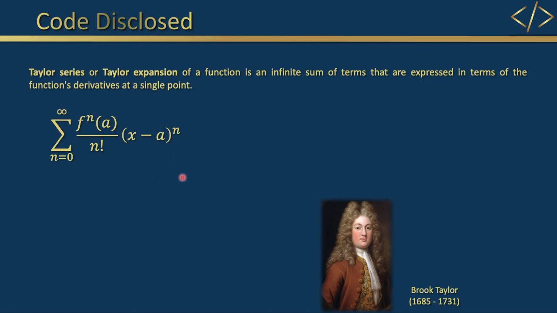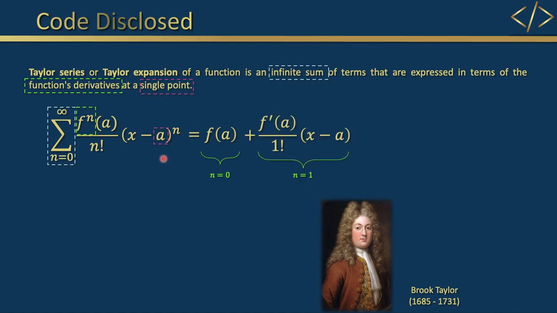So it's an infinite sum of the function's derivatives. n here is the order of the function derivative from 0 to infinity at a single point, which is a here. If you expand these terms, for n equals 0, we evaluate a given function at this single point, which is a. And then when n is 1, you just take the first derivative of this function divided by 1 factorial, times x minus this single point.